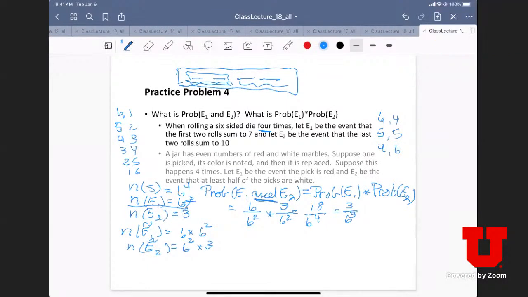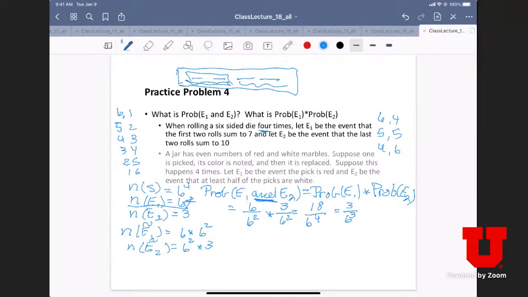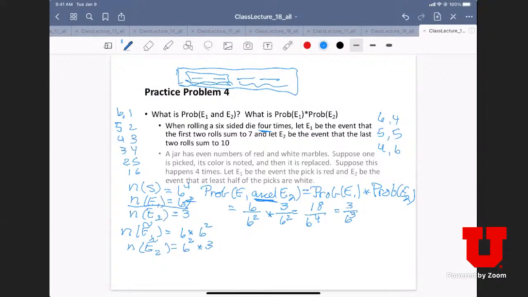Isaac, yes, you have a question now? Yeah, sorry, can you hear me now? Yes, I can. Okay, great. My microphone is just a bit broke. So if the problem was slightly different and it said you rolled it 3 times, that would mean they're dependent, right? Because one number would have to be in both sets.